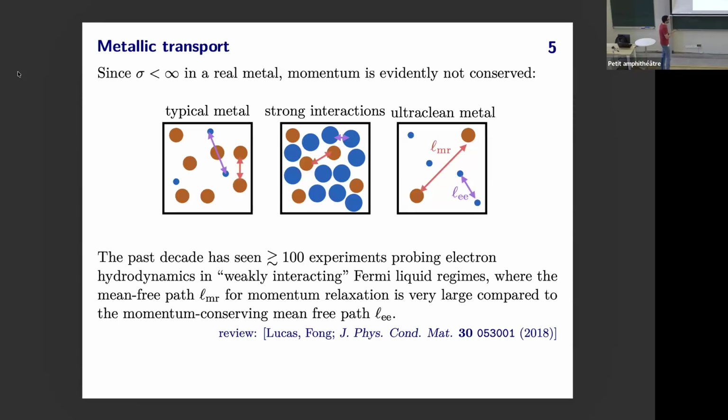There's a nice review article of mine that's a bit old, so it doesn't have so many of the experiments, but I think it's still morally a good place if you're interested in learning this subject.